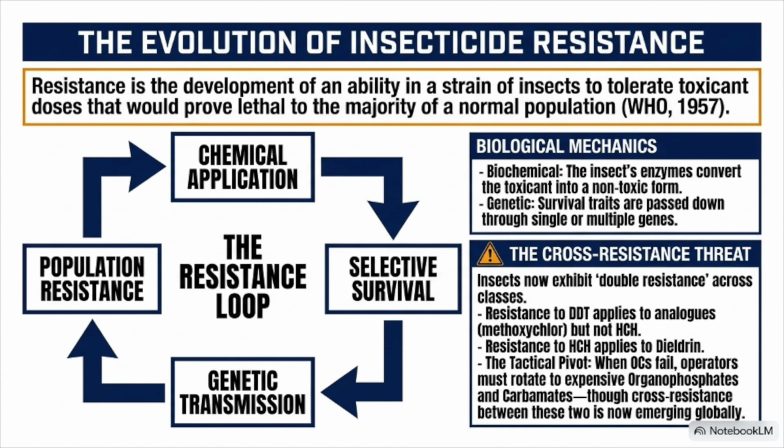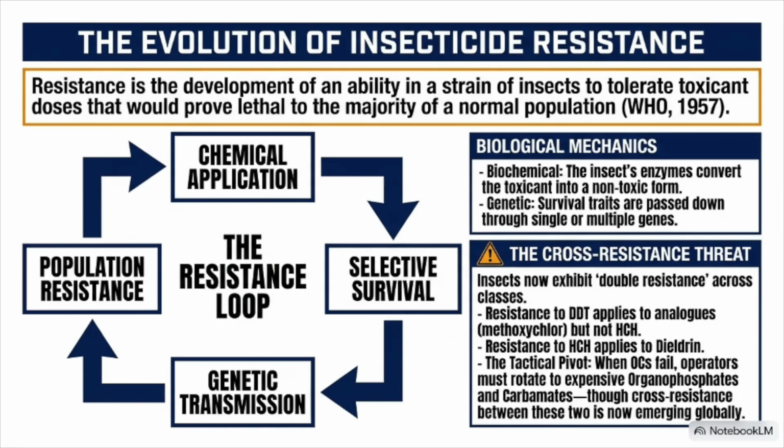An important challenge in this field is the evolution of insecticide resistance, defined by the World Health Organization in 1957 as the development of an ability in a strain of insects to tolerate toxicant doses that would prove lethal to the majority of a normal population. This follows a resistance loop. Chemical application leads to selective survival, which leads to genetic transmission, which leads to population resistance, and the cycle continues.